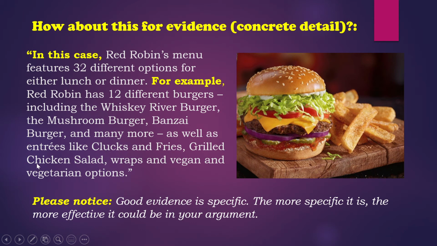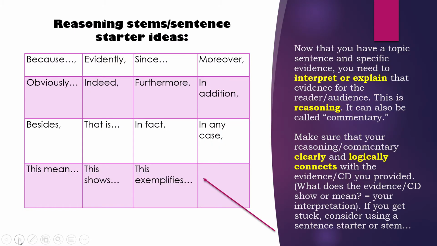Look at how specific they are. I actually name them. I didn't name all 12 burgers though. Notice I just gave you a few of those titles. I didn't list all 32 options on the menu either. That would be ridiculous to list all of them. So what I'm doing is I'm giving you a good representation of what I'm talking about. So I'm giving you those specific examples. All right, so now we have our topic sentence, we have specific evidence to support it.